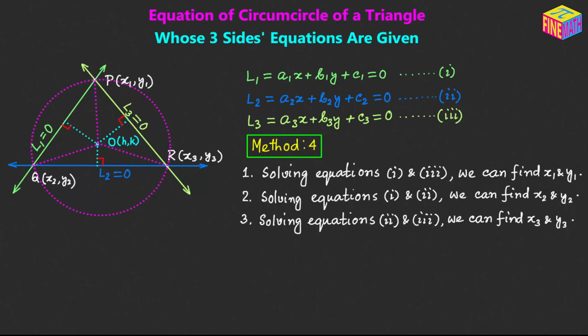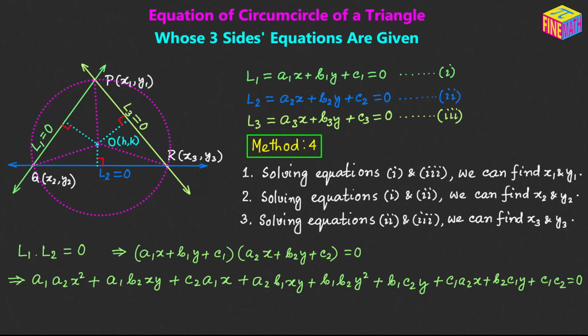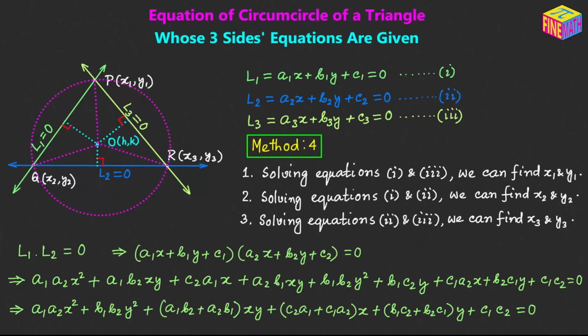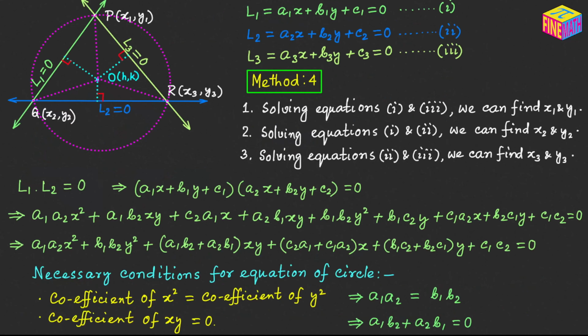So here, if we multiply any two of them, let's see what happens. I'm just multiplying the first and the second equation. So our new equation will look like this, and now I'm going to expand it. So it is going to look like this, and then I'm going to reorganize the terms a little bit. So our equation would look like this. Now this equation is a second degree equation in x and y. However, we have to impose the requirements of a second degree equation to be the equation of a circle, and the requirements are like this. The coefficient of x squared should be equal to the coefficient of y squared, and the coefficient of xy should be 0. So once we impose these requirements, then this equation will actually represent a circle.